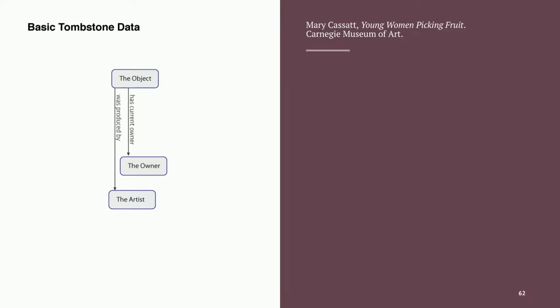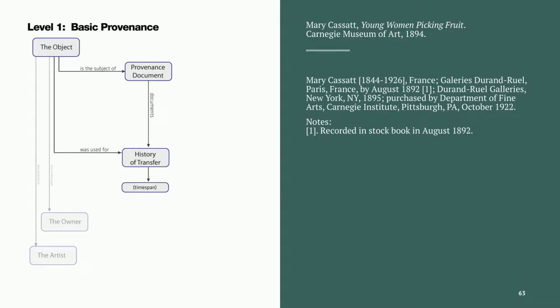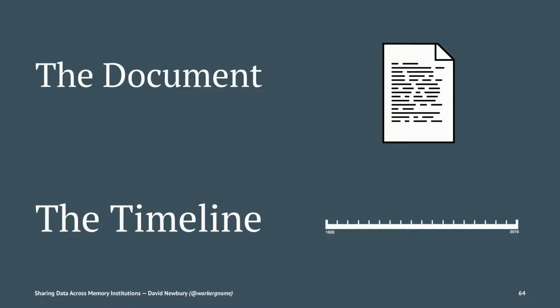And before we get into any provenance, we end up with basic tombstone information. We know an object, it has an owner, it has a creator. This is the information that we all record. You need this, but this is what the document tells us, just these bare facts. But when we start getting into basic provenance, when we start describing a document that describes the history of that transfer that takes place over time, it begins to get a little richer, because we've now gone from just a description of information to thinking about that information as it takes place over time.